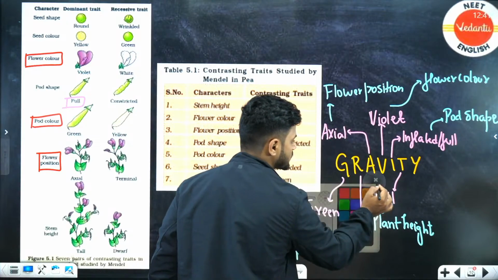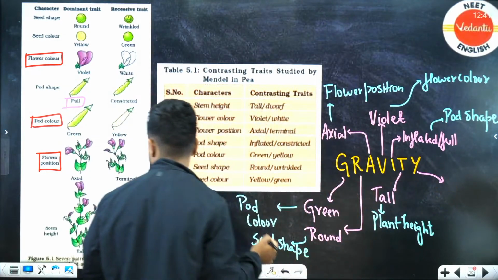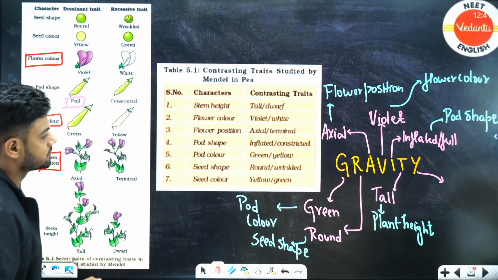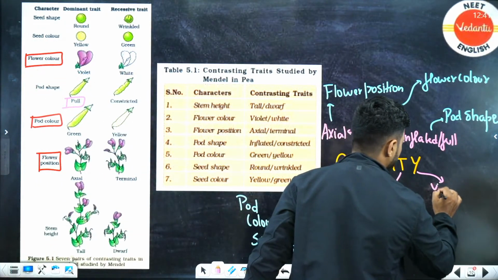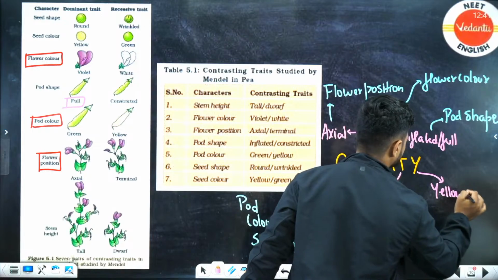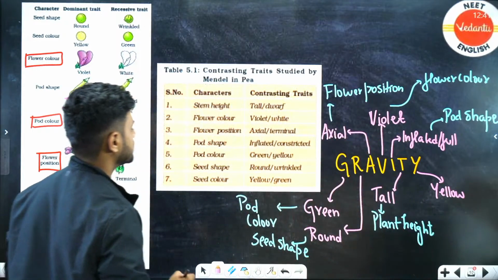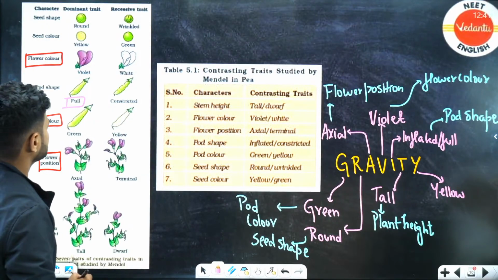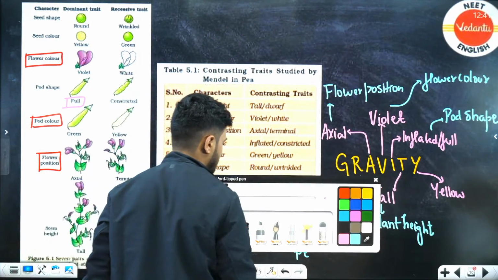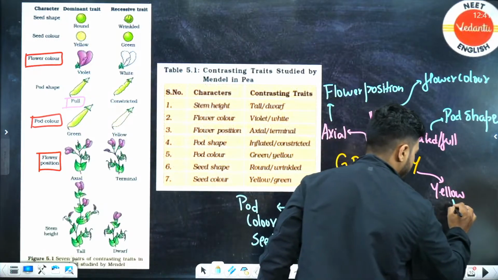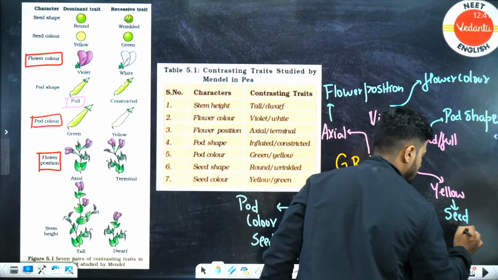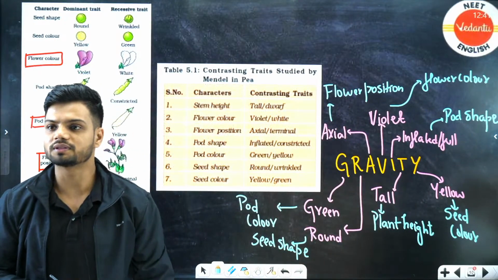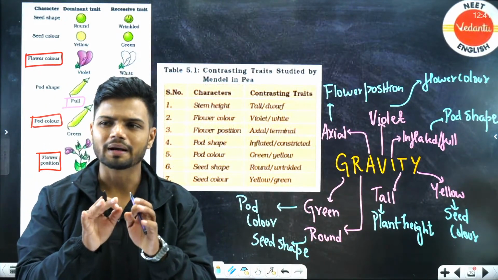What is going to be the Y here, students? See here. Y is going to be yellow. Seed color. That is going to be your seed color. Now with that, students, they can ask you multiple questions.